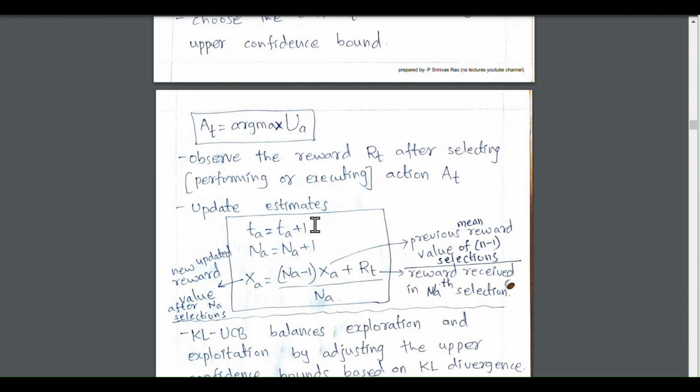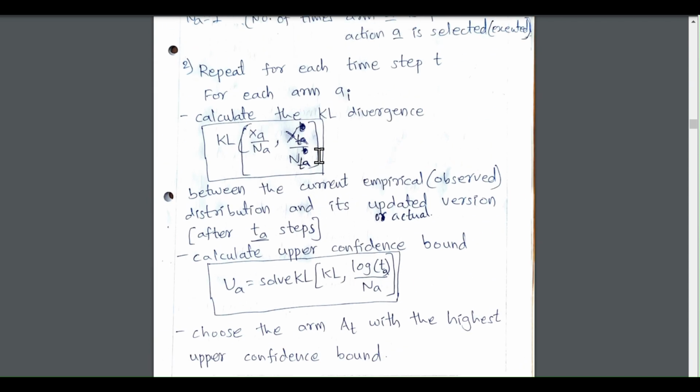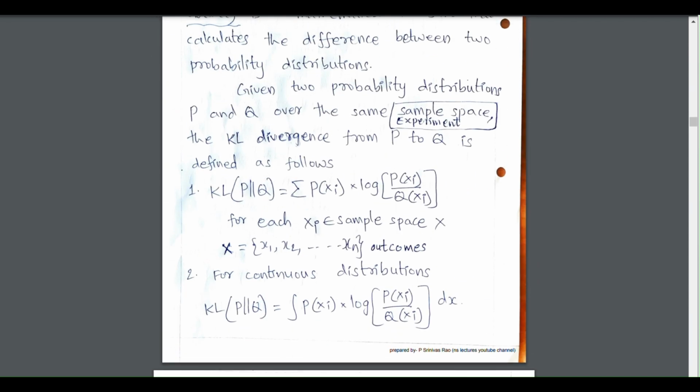And at last, convergence. KL-UCB converges to the optimal arm or action as the number of iterations increases. So that's it for this video, and thank you for watching.